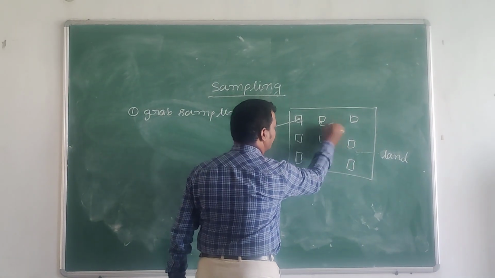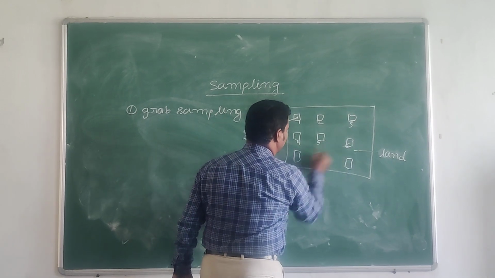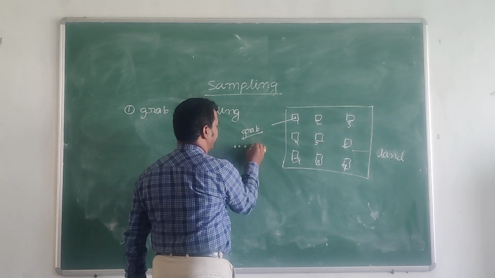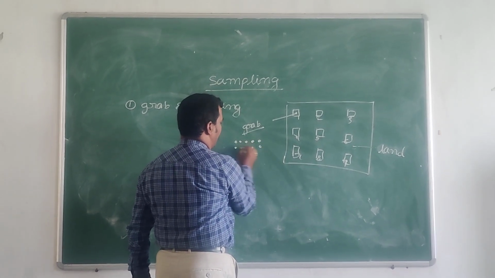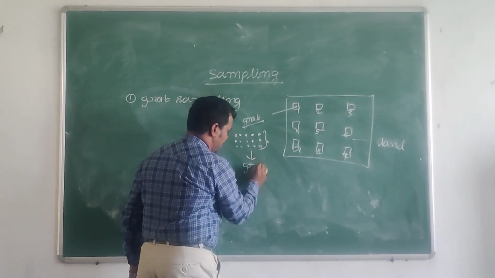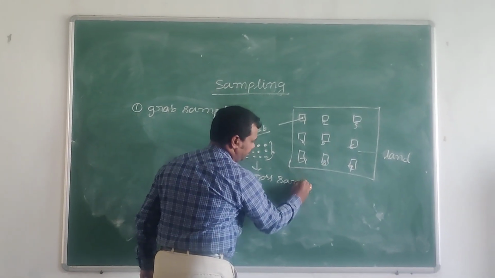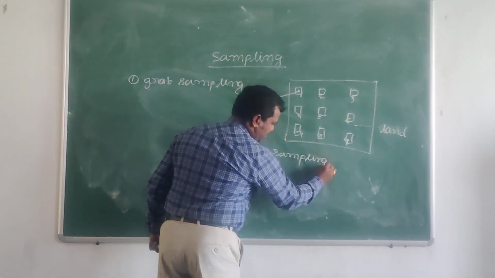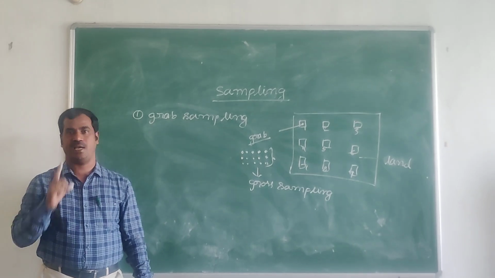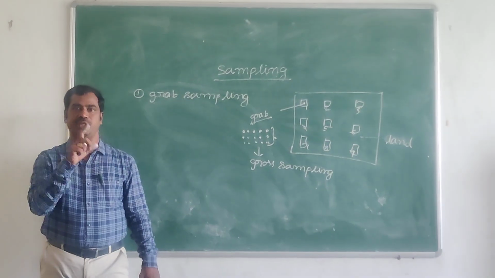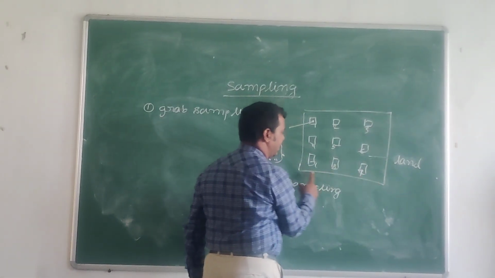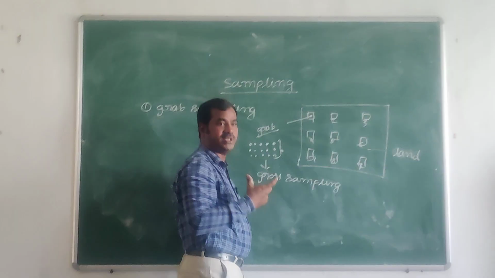Suppose here 1, 2, 3, 4, 5, 6, 7, 8, 9. All single samples are mixed with each other, which is called gross sampling. Why? Because for a square feet of land, we take different types of samples from different areas.